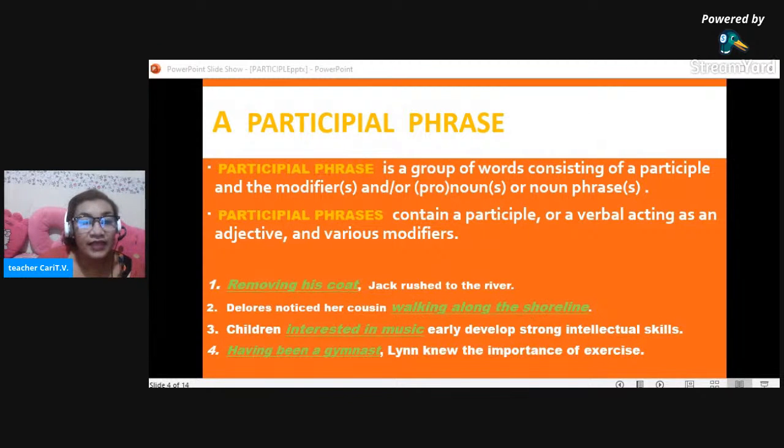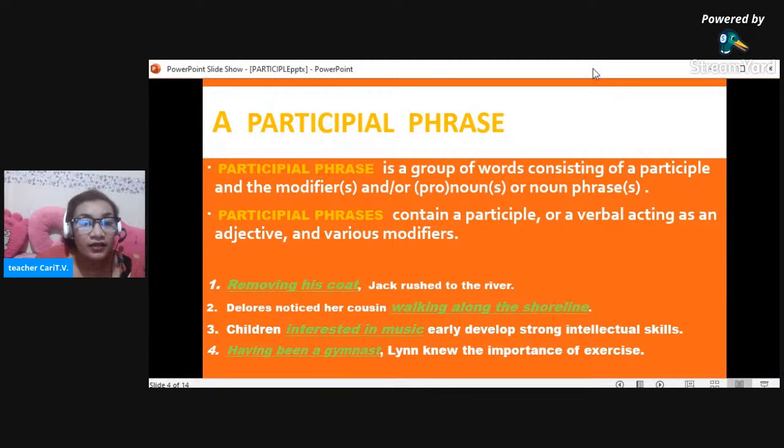So let's have the examples. Removing his coat, Jack rushed to the river. Who was the one who removed his coat? Of course, it is Jack. Number two, Dolores noticed her cousin walking along the shoreline. Dolores noticed who? Her cousin, who's currently walking along the shoreline.